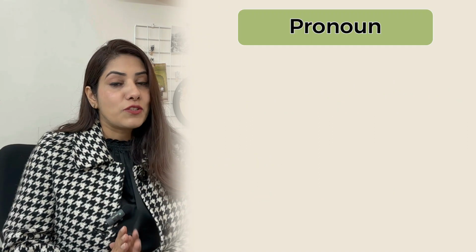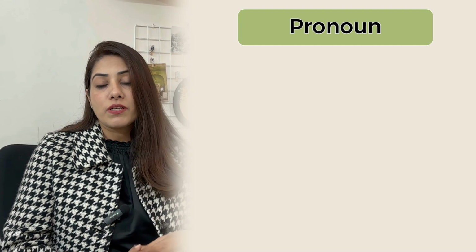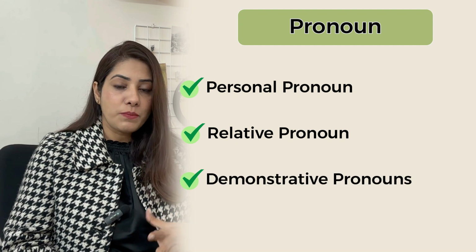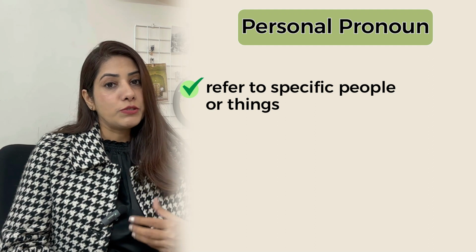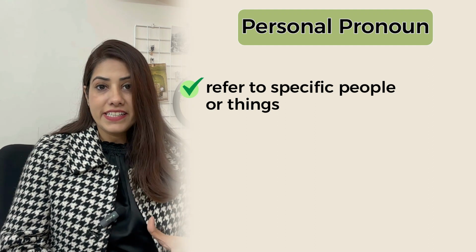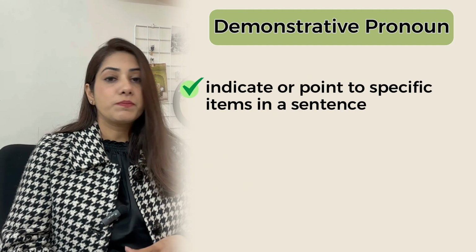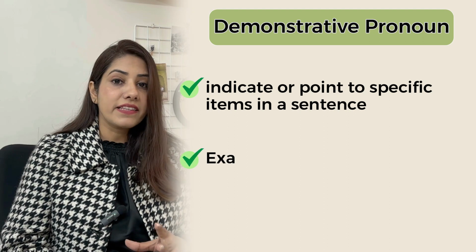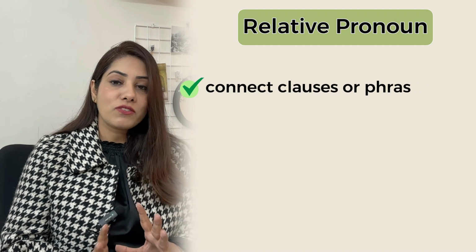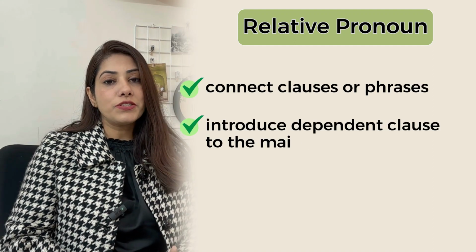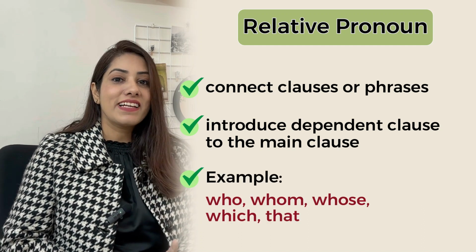There are mainly 9 kinds of pronouns, but in this lesson I'll be discussing the main pronouns, mainly 3: personal, relative, and demonstrative pronouns. The personal pronouns are the pronouns that refer to specific people or things, like he, she, it, they, we. Demonstrative pronouns indicate specific items in a sentence, like this, that, those, these. Relative pronouns connect clauses or phrases. These pronouns introduce a dependent clause to the main clause: who, whom, whose, which, that.